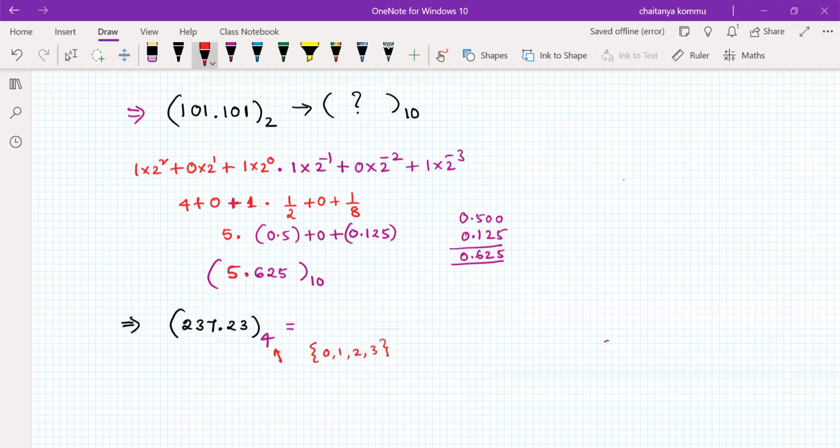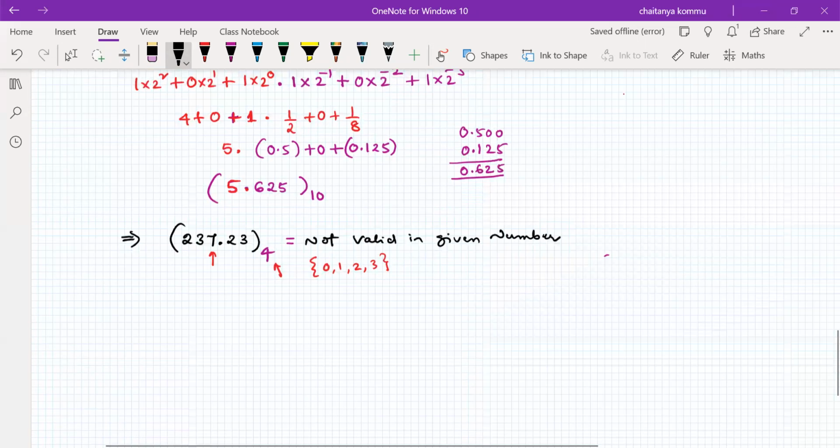But where does the 7 come into the picture? If the digit 7 is there in the number, then you say that this is not a valid number in the given number system. That's what we have to remember. When a number is given, we should not directly convert it. First we need to check whether it is valid or not by observing the digits in the number.